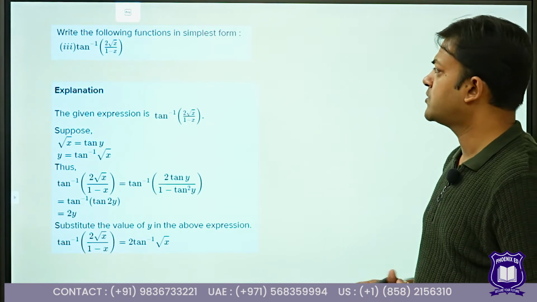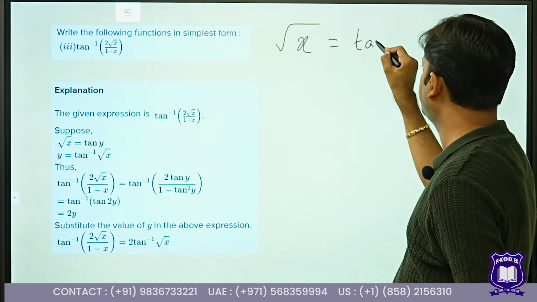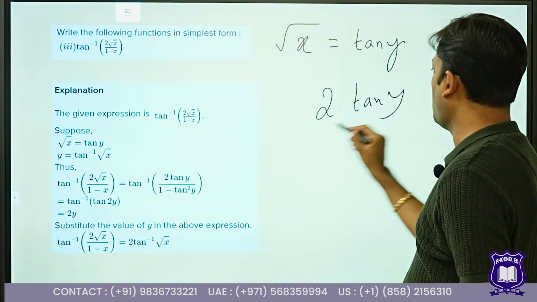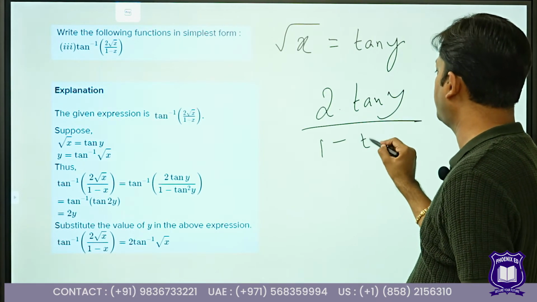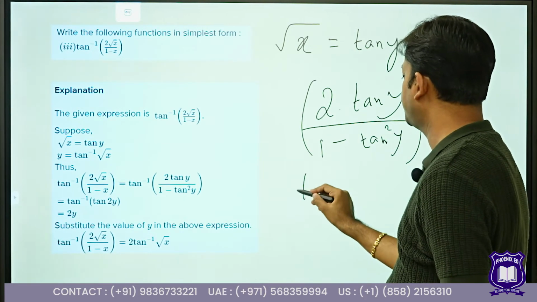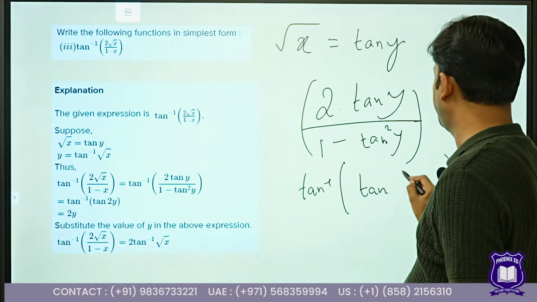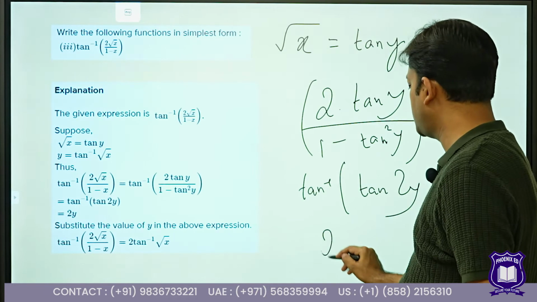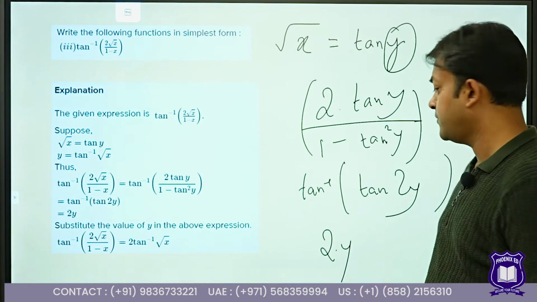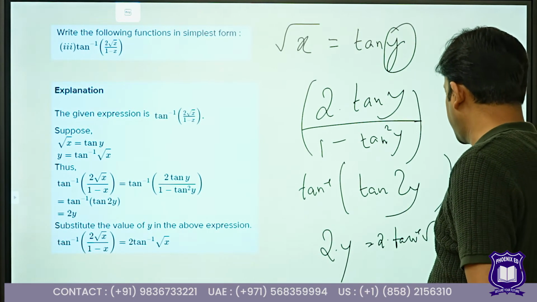In this particular question, we would suggest to substitute root x as tan y. So the problem would become 2 times tan y over 1 minus tan square y, which is equal to tan of 2y. So there was a tan inverse and you had tan of 2y, which simply becomes 2y. Now y is equal to tan inverse root x, so my answer becomes 2 times tan inverse root x.